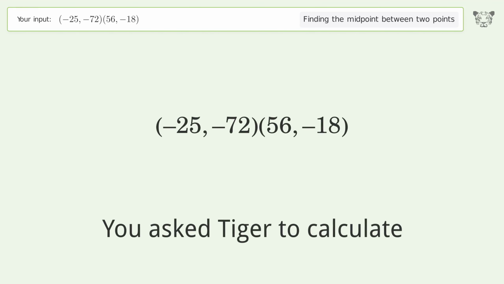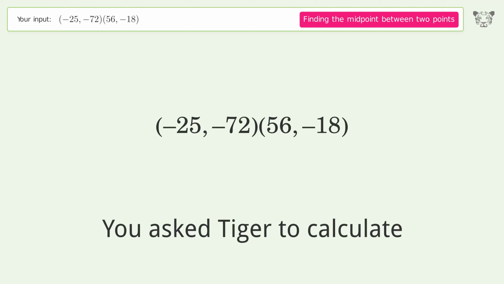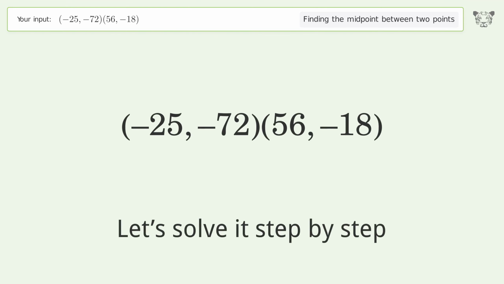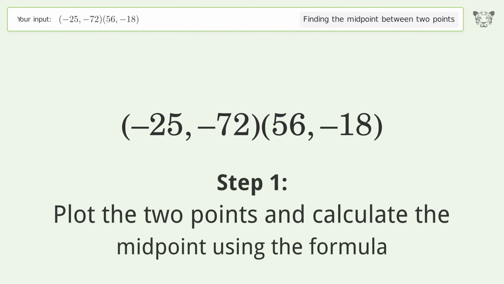You ask Tiger to calculate. This deals with finding the midpoint between 2 points. The midpoint between the 2 points is 15.5, negative 45. Let's solve it step by step. Plot the 2 points and calculate the midpoint using the formula.